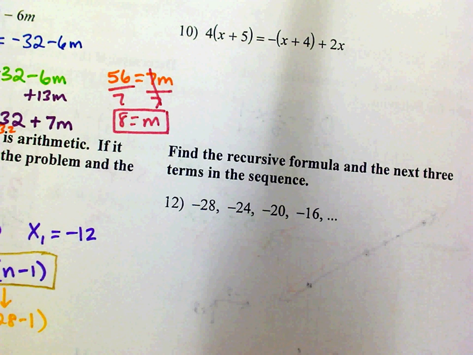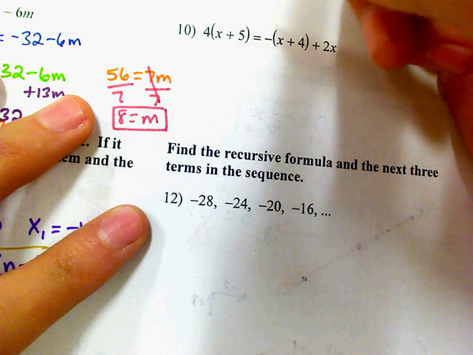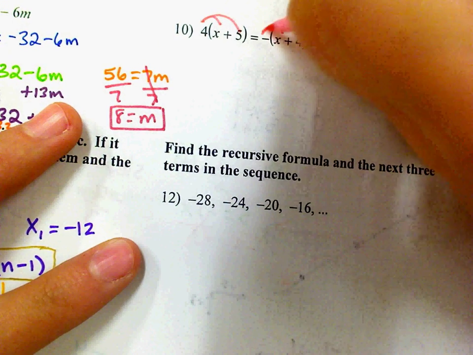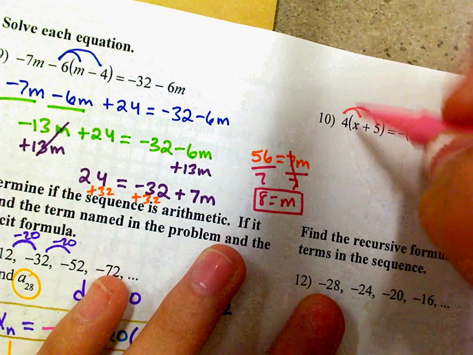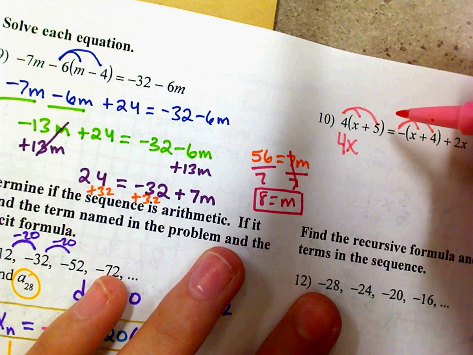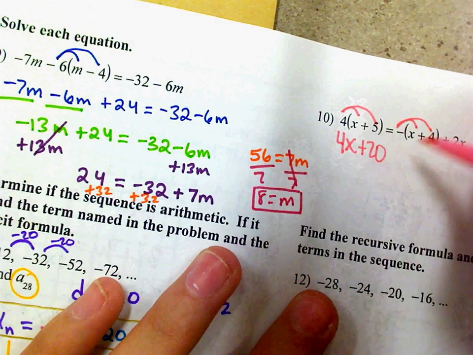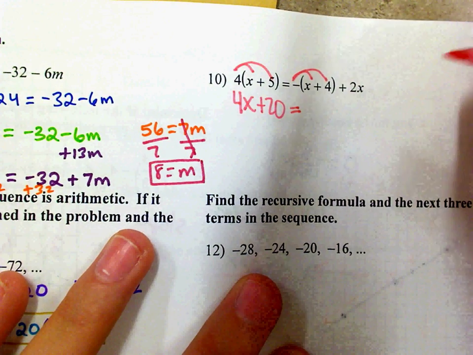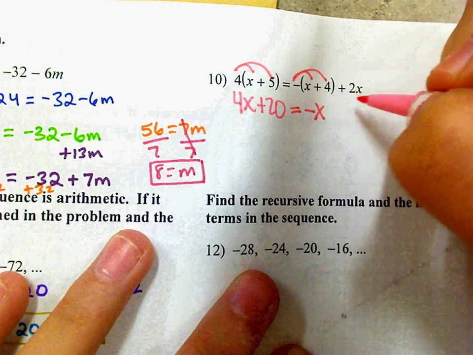Okay, so first we need to distribute the 4 to that. We'll also distribute over here too. Don't forget to distribute that negative. So you'll get 4 times x is 4x. What's 4 times 5? That equals 20. Then the negative times x, negative, makes the 4 negative 4. Remember to distribute the negative to both the x and the 4, right?